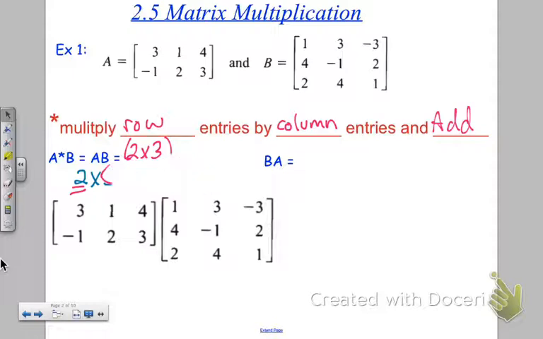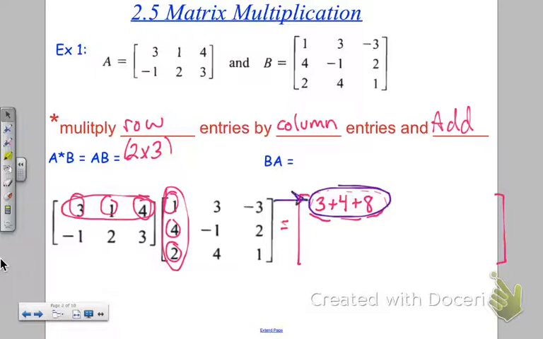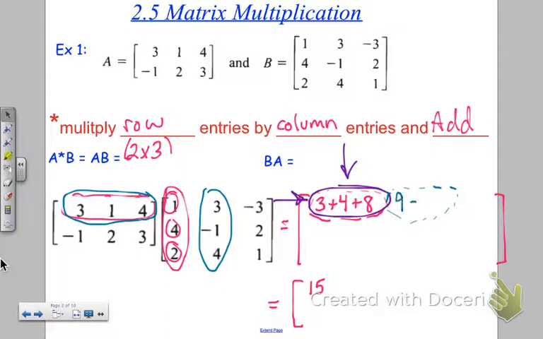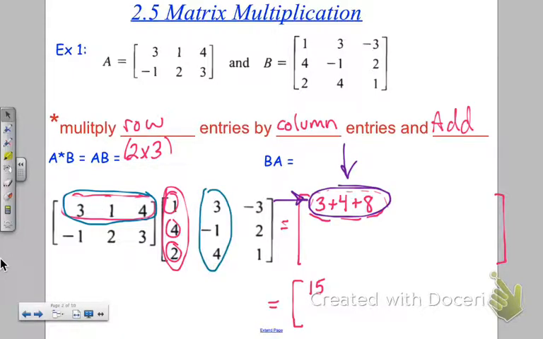So what we're going to do is multiply rows by columns. So the first row times the first column is going to give us the first row, first column entry. So in our answer matrix, that's going to be a 15. For the next one, we do the first row times the second column, and that's going to give us the first row, second column answer. So that's going to give us our answer right there.